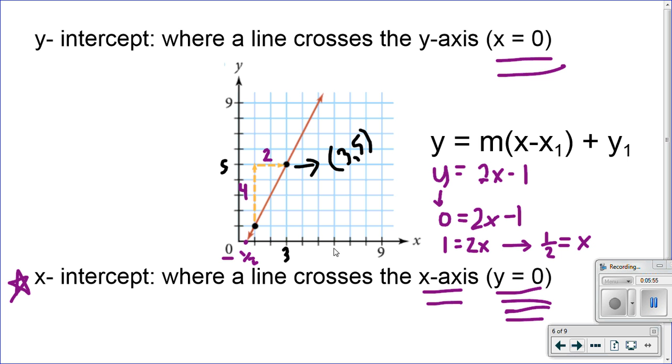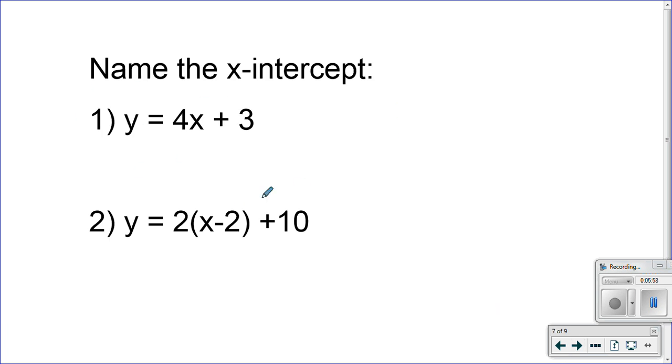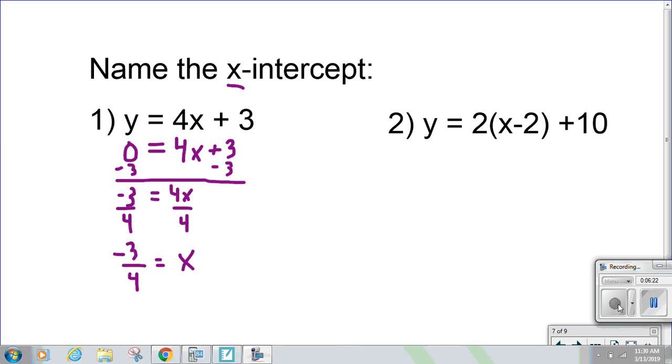Let's try a couple more examples. So here I have an equation in slope-intercept form. And again, to find the x-intercept, y is going to be 0. So 0 equals 4x plus 3. Okay, I want to undo this equation. So what I'd like you to do is pause for a moment right here and find what x is. So check your answer with mine. This is what we should have gotten for our x-intercept. It looks like our x-intercept is negative 3/4 when I substitute 0 for y.